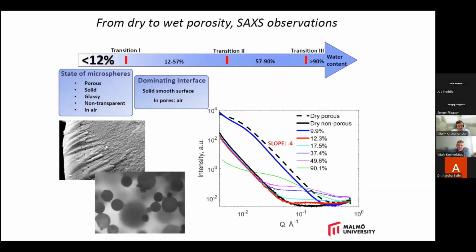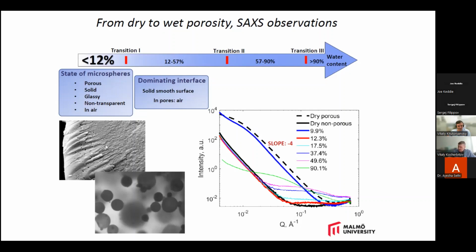you can see some SAXS curves here at different water contents, and I will show you in the following slides how the SAXS curves develop from the fully dry to the fully hydrated state and how we can relate it to porosity. So in the fully dry state, you can see those curves. They have a slope of -4, which means that scattering comes from the smooth solid interface, from the solid particle surface, but also from the pores inside.